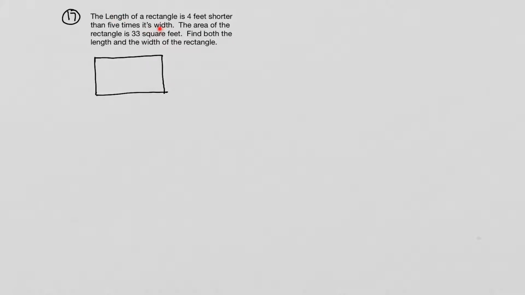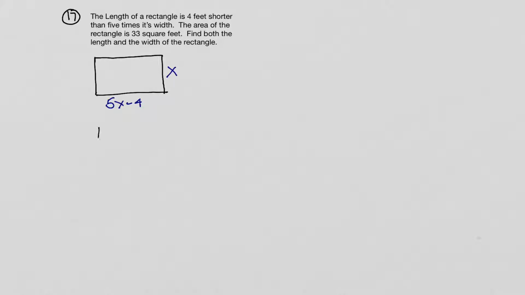So I'm likely to let x equal the width. If we let x equal the width, then you know that the length is 4 feet shorter than 5 times the width. Now here's that shorter than business again. And we know that what comes after the word than, that's where you start. So I'm going to start with 5 times the width. I'm going to write it like this, 5x, and then 4 feet shorter, so I'll subtract off 4 feet. So our width is going to be x, and the length is 5 times that, but 4 feet less.